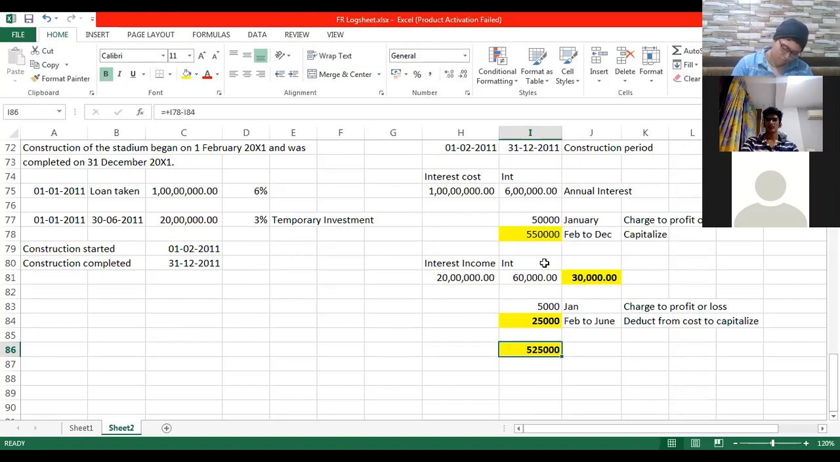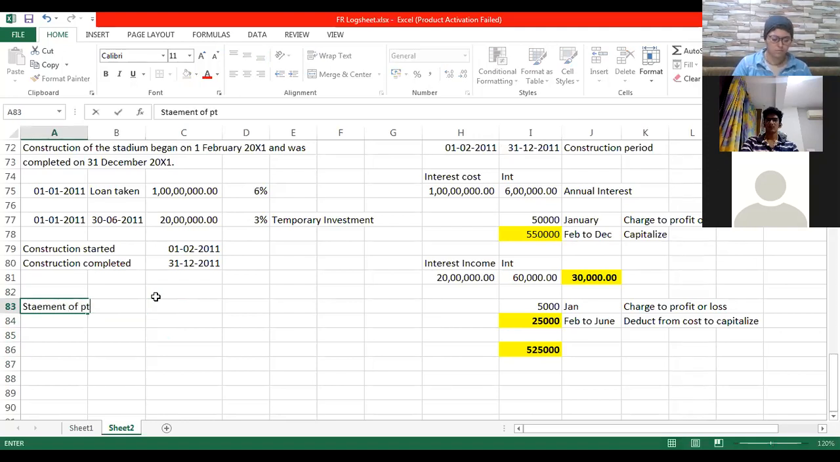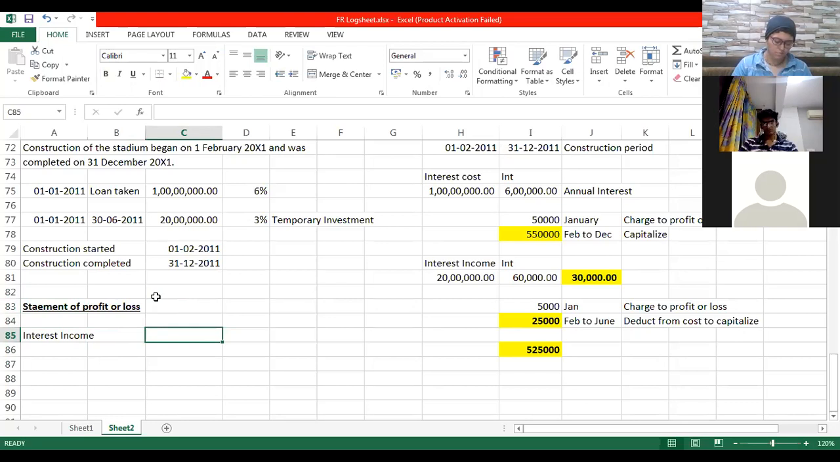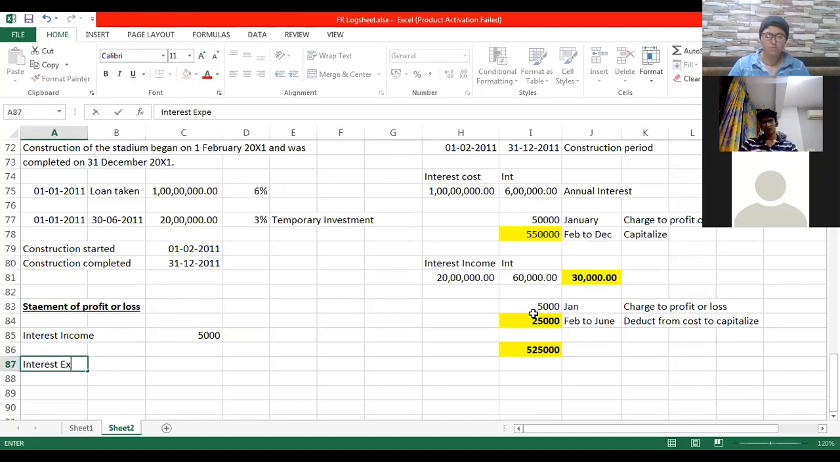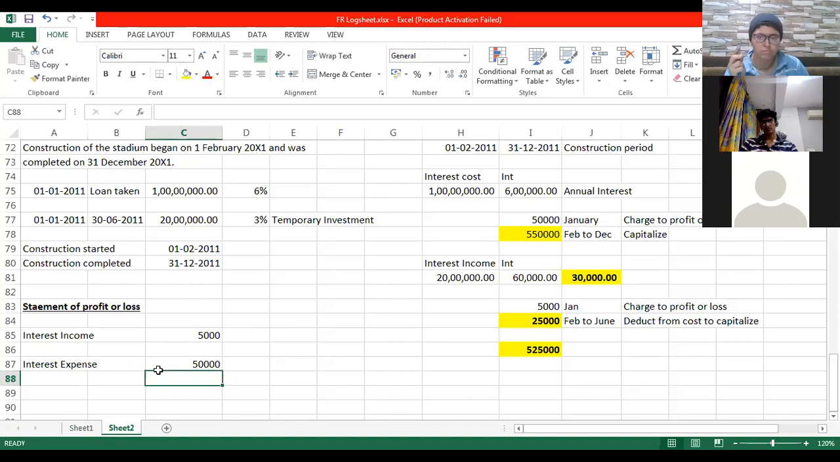सो प्रॉफिट लॉस में क्या जाएगा? सो अगर हम ये हमारा फॉर एग्जांपल, चलो एक बार, दिस इज माय स्टेटमेंट ऑफ प्रॉफिट और लॉस. सो यहां पे आ जाएगा हमारा इंटरेस्ट इनकम. इंटरेस्ट इनकम कितना है जनवरी महीने का? दैट इज 5,000. उसके बाद इंटरेस्ट एक्सपेंस, वो भी जनवरी मंथ का, दैट इज 50,000. बाकी का जो पार्ट है दैट इज 525, वो हमारे असेट के कॉस्ट में ऐड हो जाएगा.